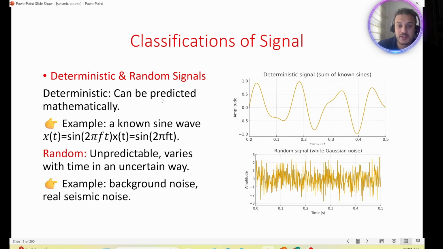Deterministic signals can be predicted mathematically. We use a mathematical equation, the sine wave equation, to determine them. But for random signals, we don't use any mathematical equation. They are unpredictable and vary with time in an uncertain way. An example is the background noise in real seismic noise.